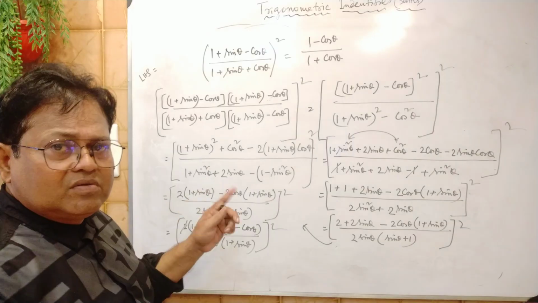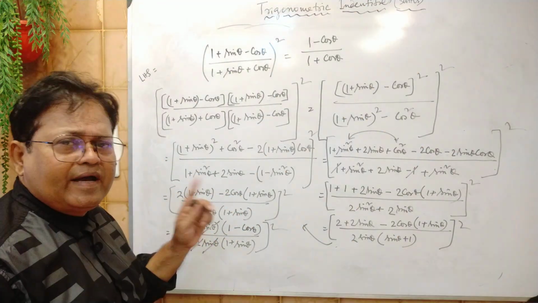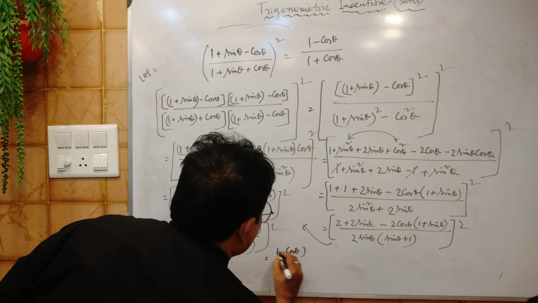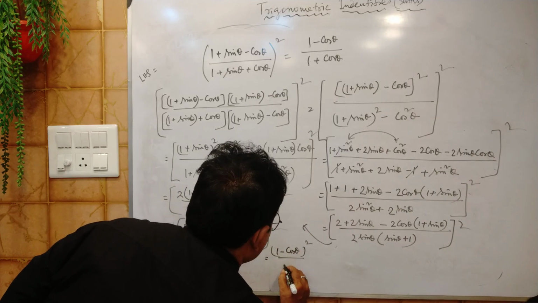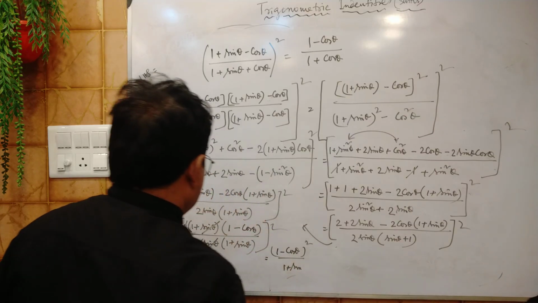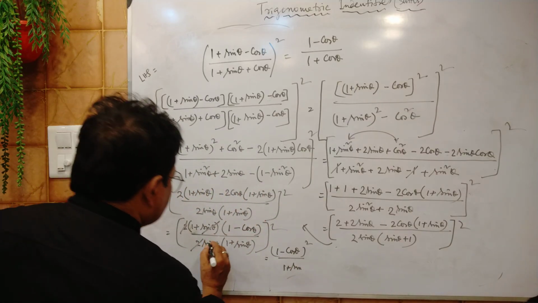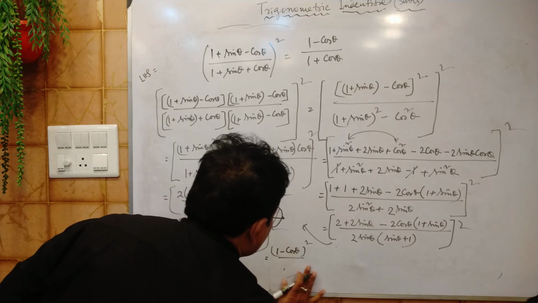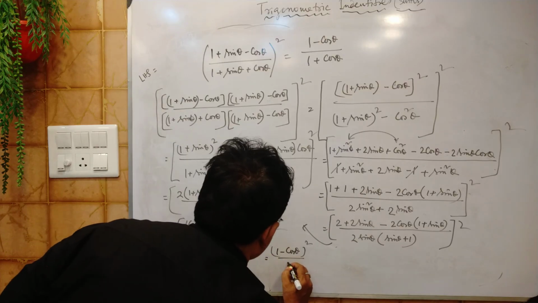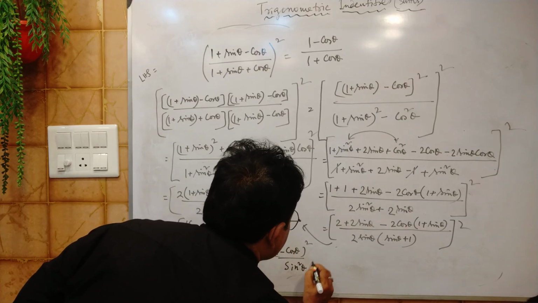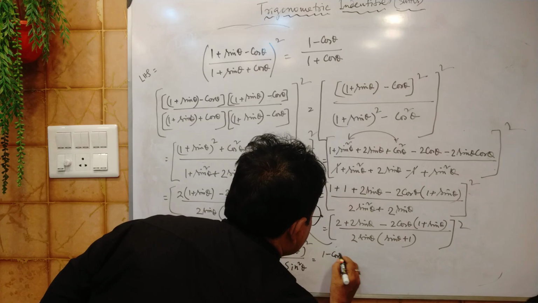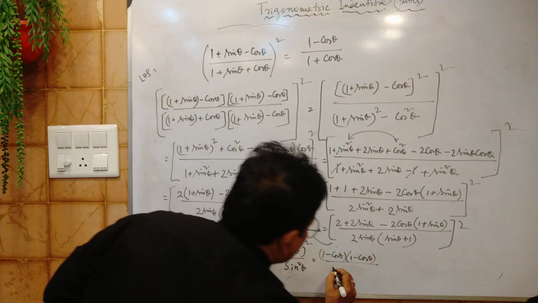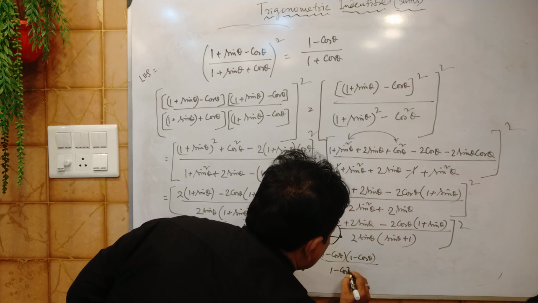It is a very good sum. It may come, I am telling. This is 1 minus cos theta whole square divided by 1 plus sin theta. Sorry, this one is not. This is sin theta, it is cut out. That is 1 minus cos theta whole square divided by sin square theta. Now it is 1 minus cos theta into 1 minus cos theta divided by sin square theta, which means 1 minus cos square theta.